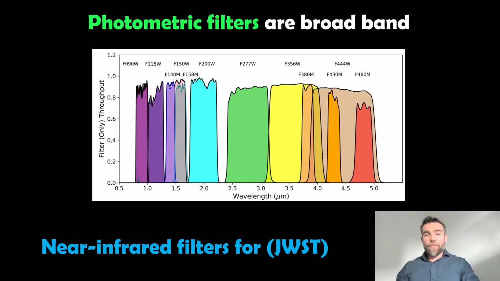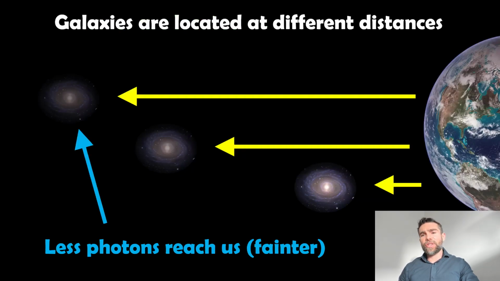But typically they look a bit like this. That's how they transmit only a certain amount of light through, but they can be quite broadband as opposed to narrowband.